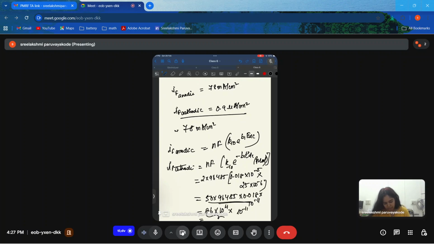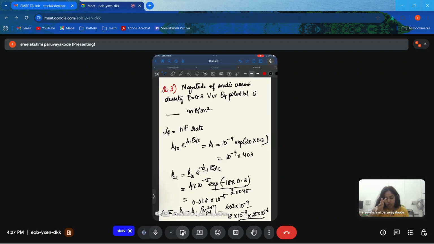When I do that, I am getting 0.86 into 10 to the power minus 6, because 4 and minus 11 gives minus 7. So I'm just taking one decimal this side, 0.86 into 10 to the power minus 6. So that is 0.86 microamp per centimeter square. This is the value I'm getting.